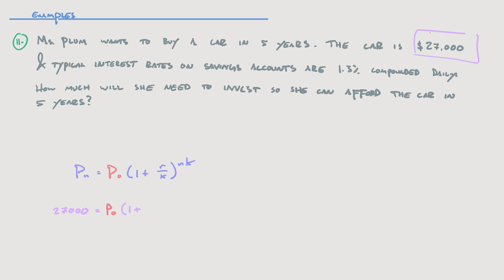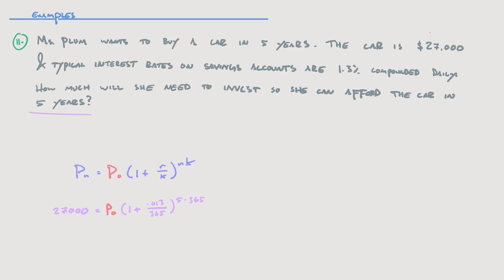Okay, so we know that $27,000 is the goal. So we're going to set that equal to P sub 0, the principal that we're trying to find, times 1 plus the rate, which is 0.013 as a decimal, divided by K, which in this example is 365 because we're compounding it daily. Then we raise that to the 5 times 365 because we're doing this for 5 years.